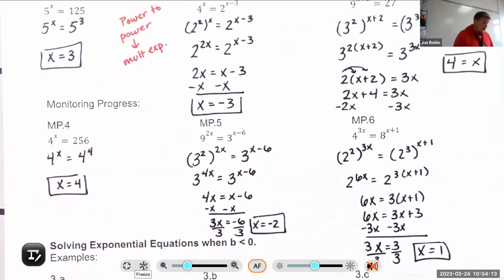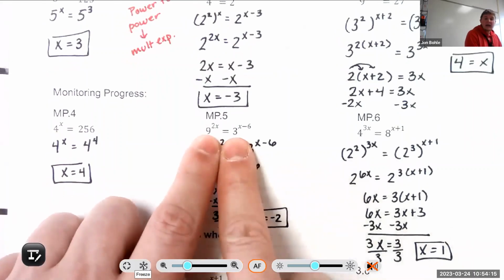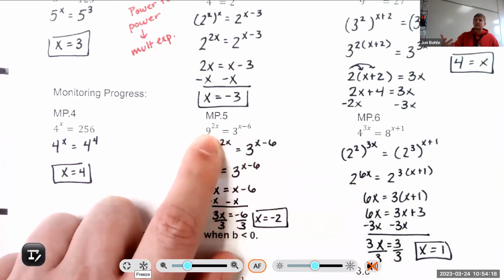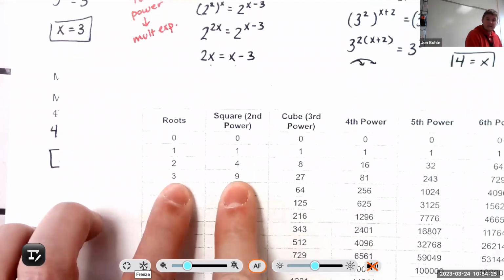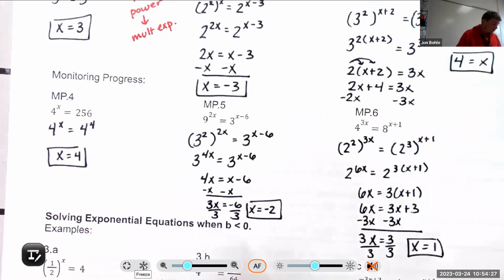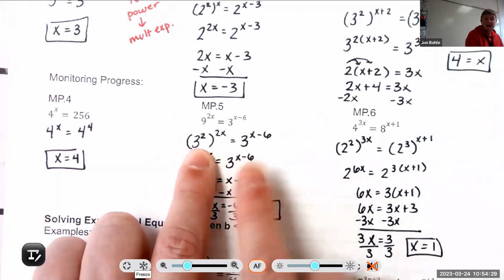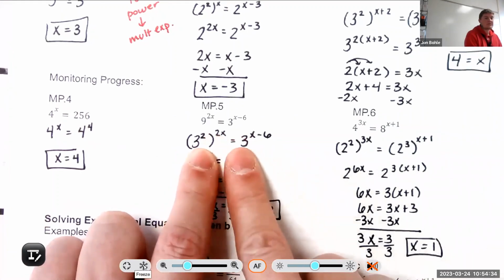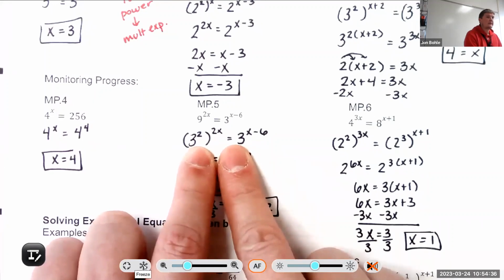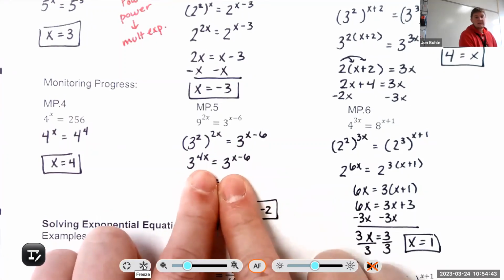Okay, and 5. I know that I have a base of 3 and a base of 9. So I ask myself, can I rewrite 9 as 3 to some power? And I can. I go to my sheet. 3 to the second power is 9. So instead of 9, I'm writing 3 to the second power. Here on the left, power to power. What do I do with my exponents? I wrote it in red. Multiply when I have a power to power. That's the exponent rule. So then I get 3 to the 4x is equal to 3 to the x minus 6.